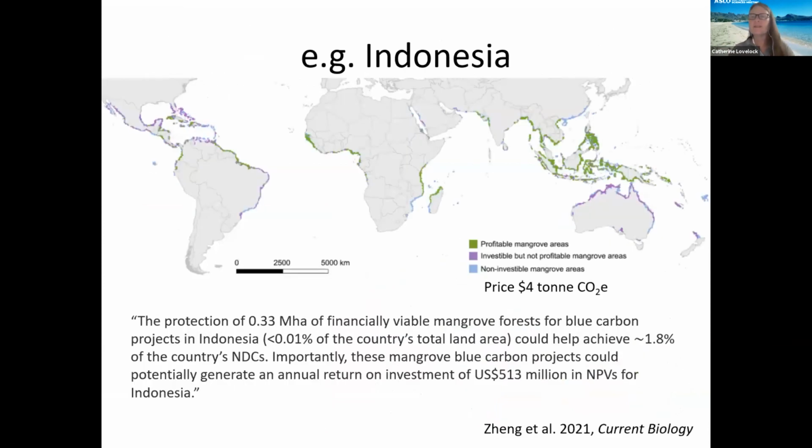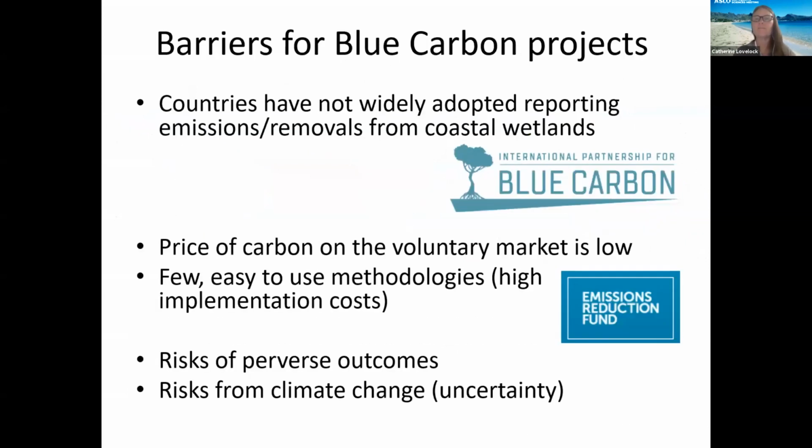Okay, so for example here, this is a recent study by Zhang et al. in 2021 in Current Biology, where they've assessed the opportunities for blue carbon projects, where you can invest and where it might be profitable to invest, even in mangrove conservation in this case, and areas where it's investable but it might not be profitable. But you'll see that they have stated that blue carbon projects in Indonesia could help achieve about 2% of the country's nationally determined contribution, and that these projects could deliver a return on investment for Indonesia, right? So this is evidence that conservation and restoration for carbon might be worth it in these ecosystems.